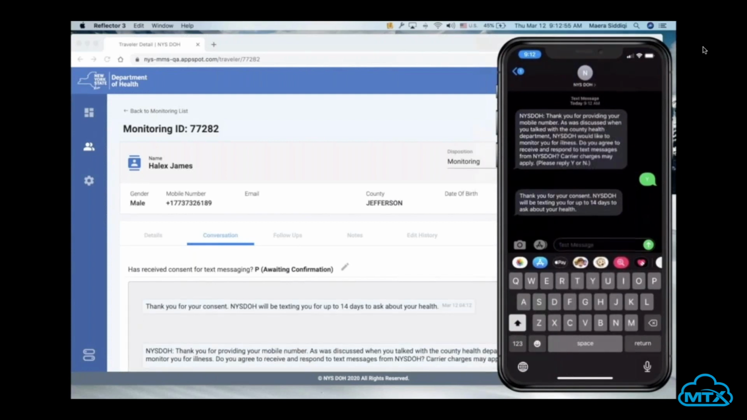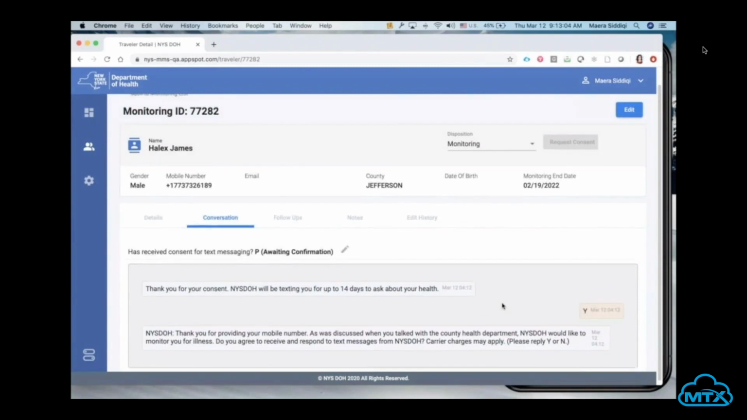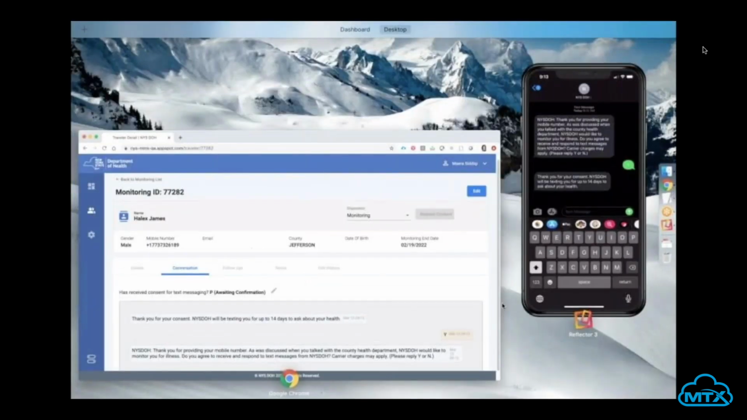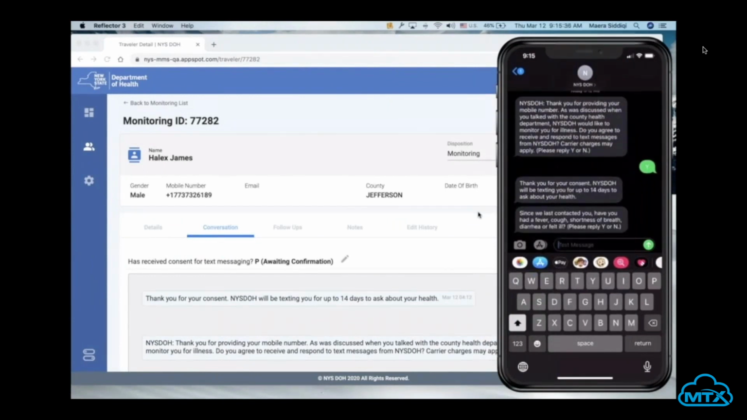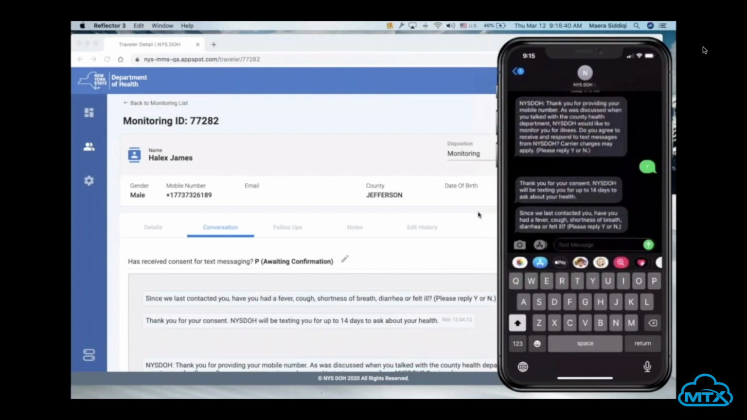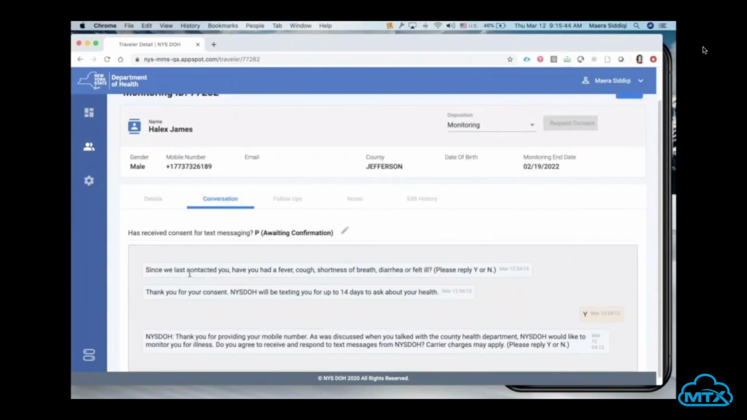Once someone has approved their consent, then the system will go ahead and send out requests. In the case of New York State, starting around 9 or 10 a.m., it'll send a message out 4 to 5 times a day if it doesn't get a response, like every hour or so, asking what you see here. Since we last contacted you, have you had a fever, cough, shortness of breath, diarrhea, or felt ill? And this would be the message that this particular health department decided was the best thing to ask, just to get a quick answer.